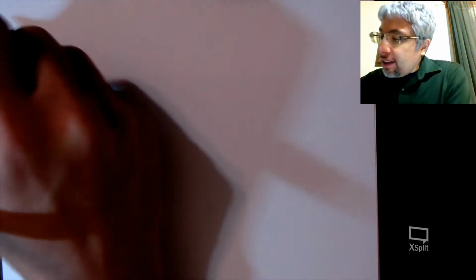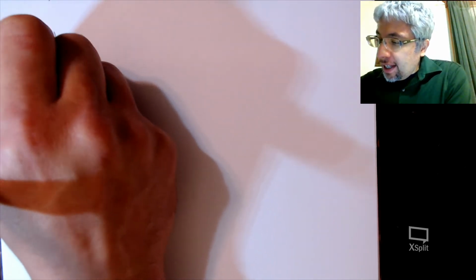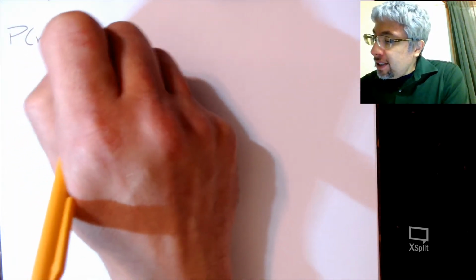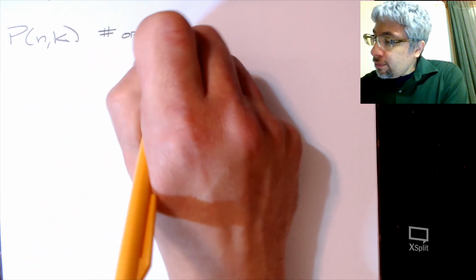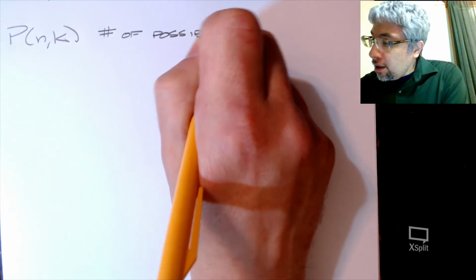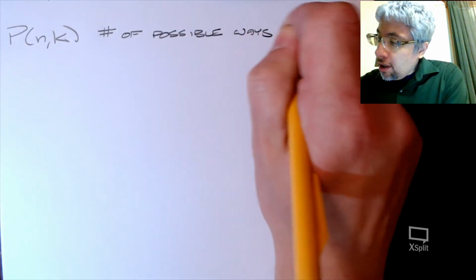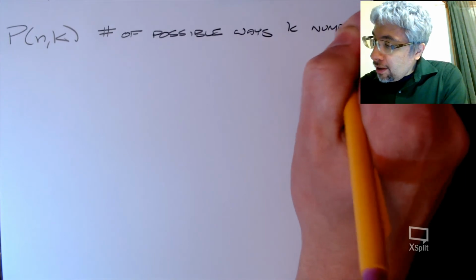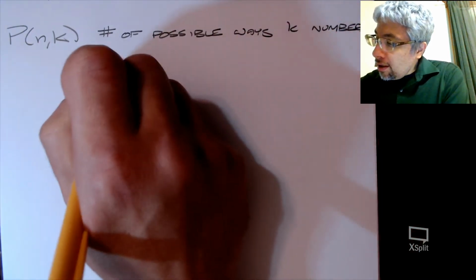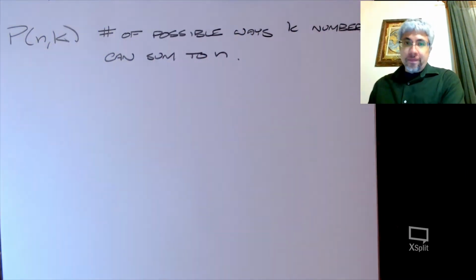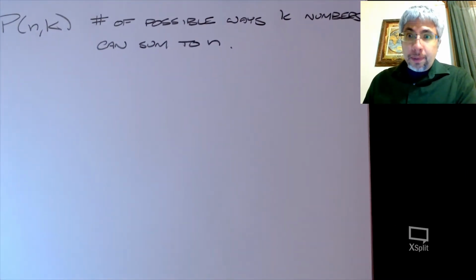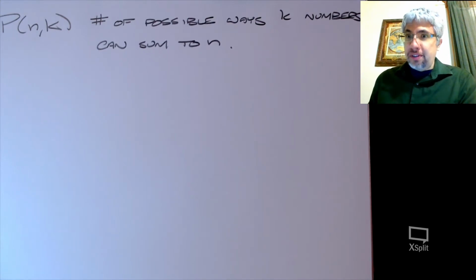Okay, students. So what I want to do now is introduce a new function. And that function, P(n, k), is going to be the number of possible ways k numbers can sum to n. And we're assuming that we're in the positive integers when we're doing this. We're not including zeros and negatives.